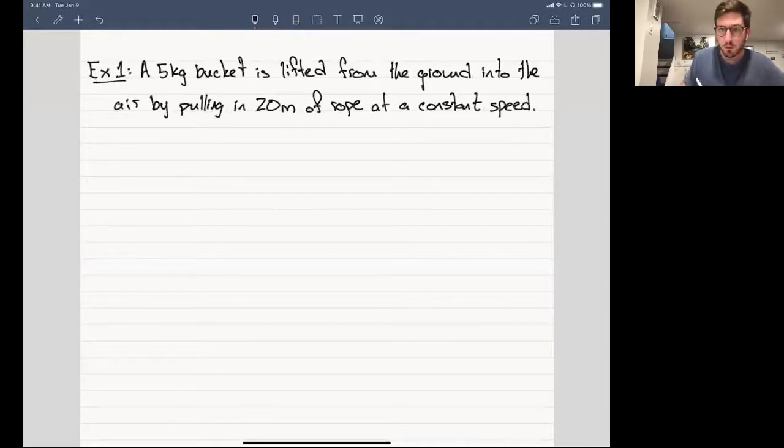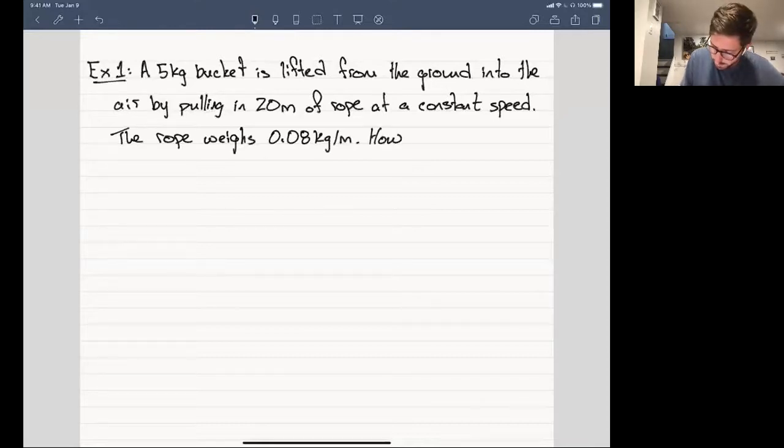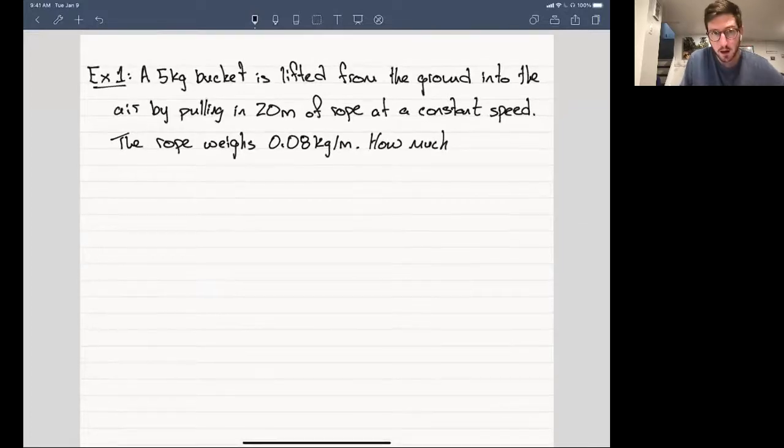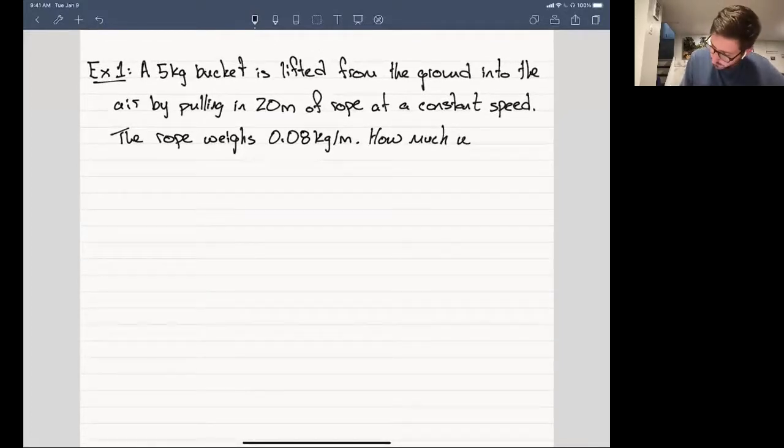And we know that the rope weighs 0.08 kilograms per meter. So how much work was spent lifting the bucket and rope?